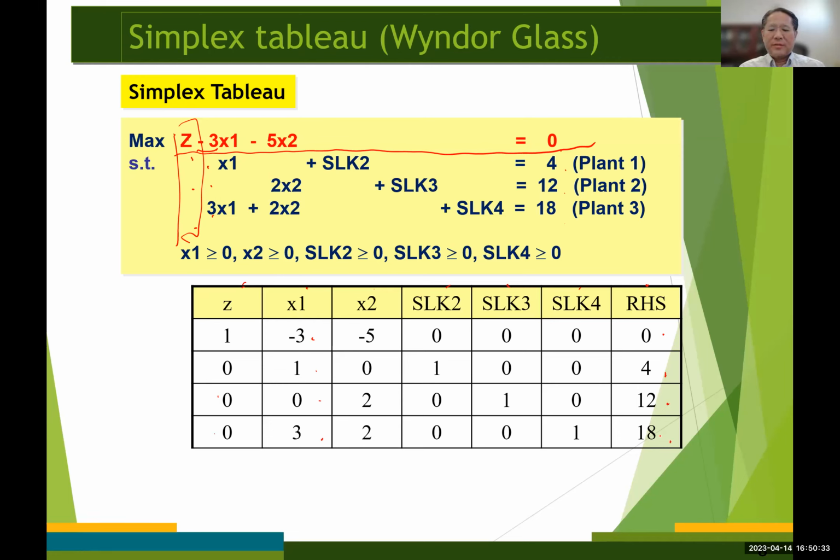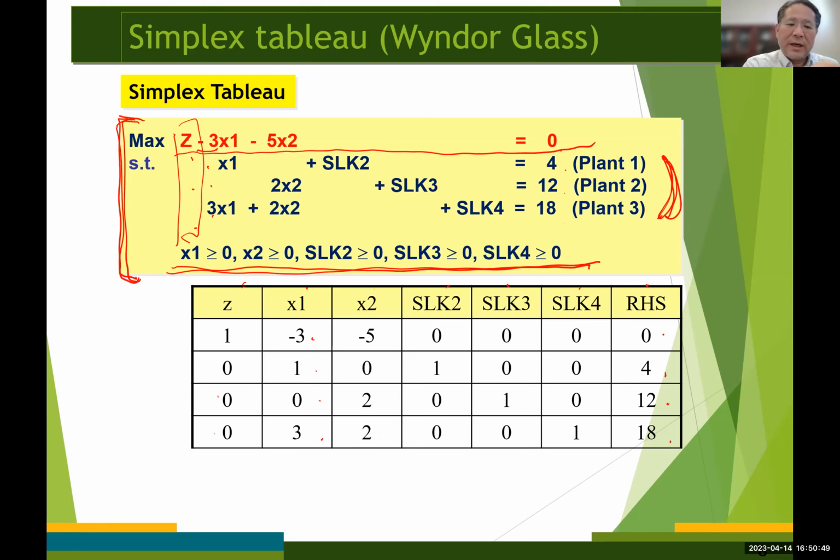So this is the standard LP, right? So all of the constraints are equations, right? And all of the decision variables have non-negativity restrictions. So our LP model is in the standard form right now, okay?